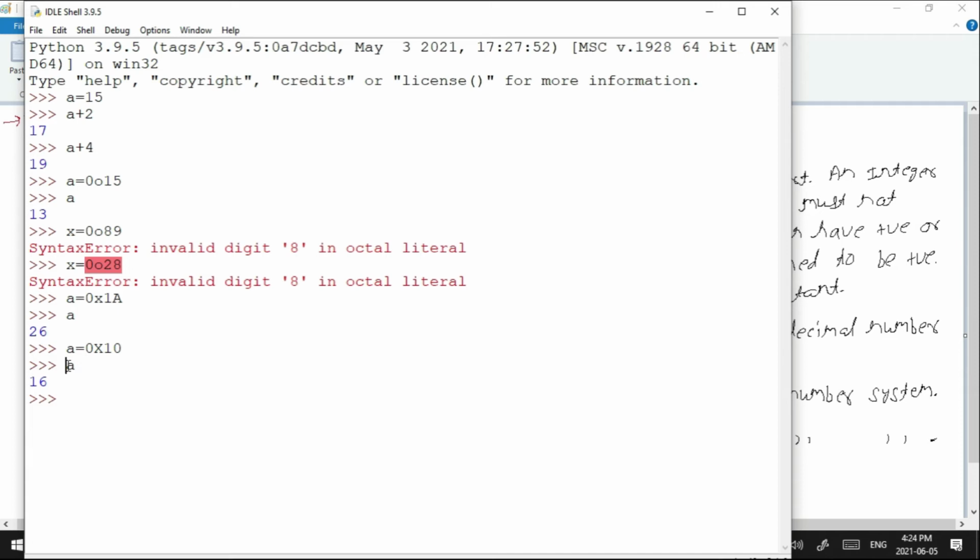Although we are storing the hexadecimal integer literal in the variable, when you print the variable, you will get a decimal number as output. To represent a hexadecimal number, that number should be preceded with 0x, either small x or capital X, it does not matter.